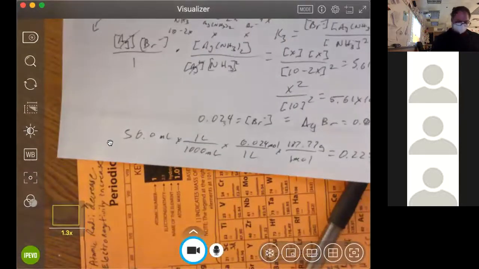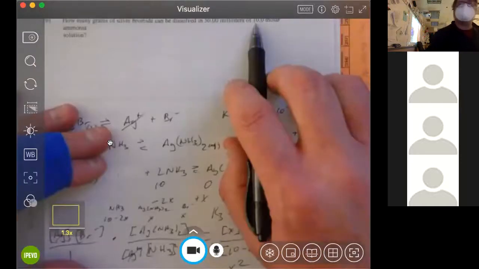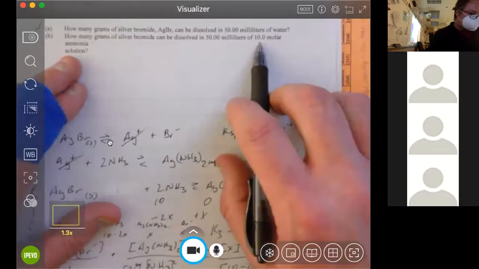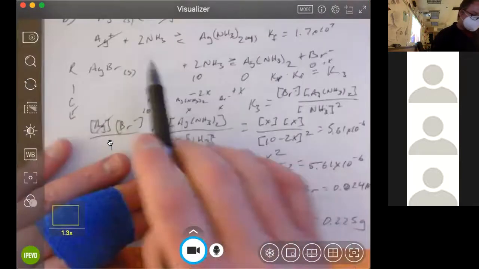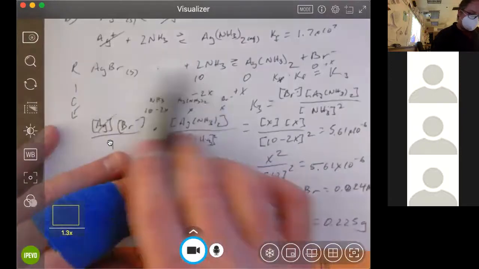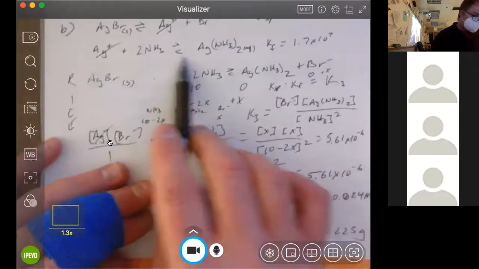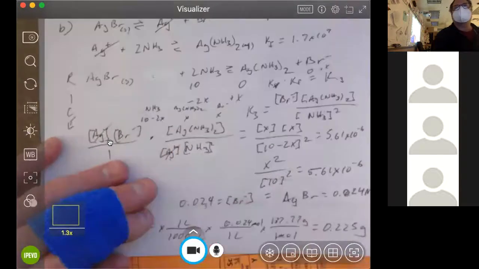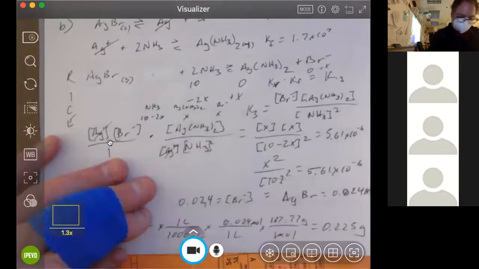I still don't understand where you got that 10 from for the 10 minus 2x. It says we have 10 molar ammonia up here. That's what we're putting it in. We're dissolving this in that 10. So at that point, whenever we are looking at the new reaction that we got from Hess's law from doing this, we need to start initially with 10 moles of that ammonia. So it's the initial concentration of that ammonia.